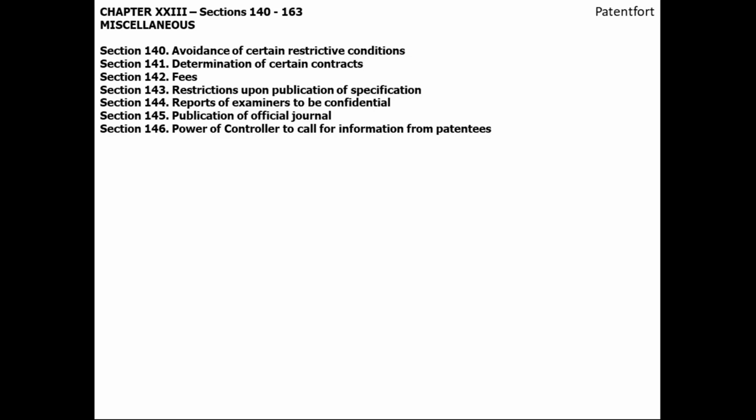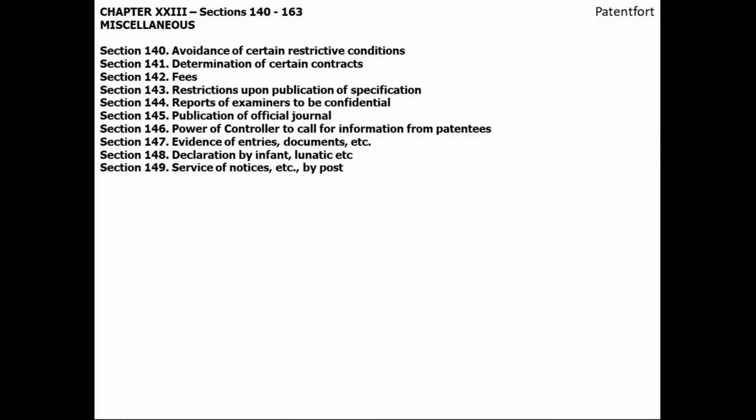Section 146. Power of controller to call for information from patentees. Section 147. Evidence of entries, documents, etc. Section 148. Declaration by infant, lunatic, etc. Section 149. Service of notices, etc. by post. Section 150. Security for costs. Section 151. Transmission of orders of court to controller.